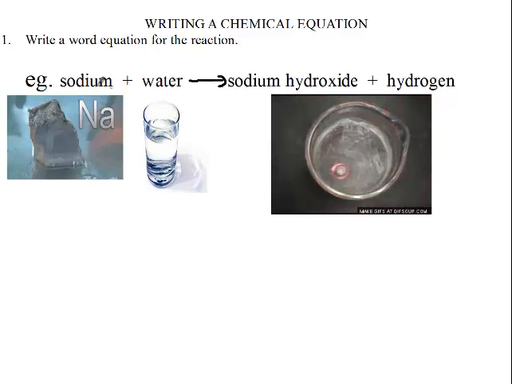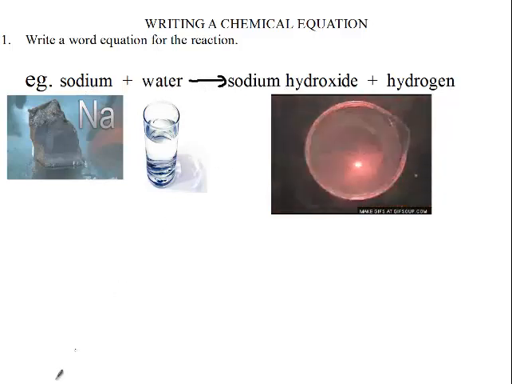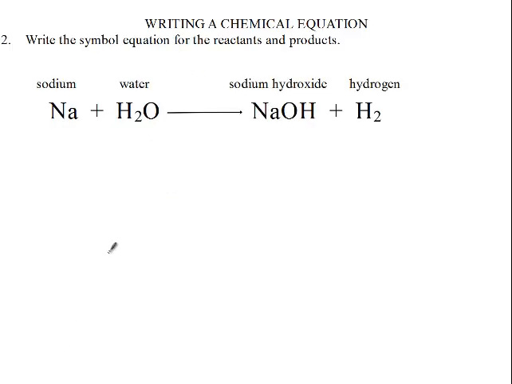So the first step you're going to do is to write the word equation. You write the names of the substances. Now, from the names, you represent them with their chemical formulae. Sodium becomes Na, water becomes H2O. Sodium hydroxide is written as NaOH. The OH is the hydroxide, and then hydrogen is a diatom, so we represent that with H2.